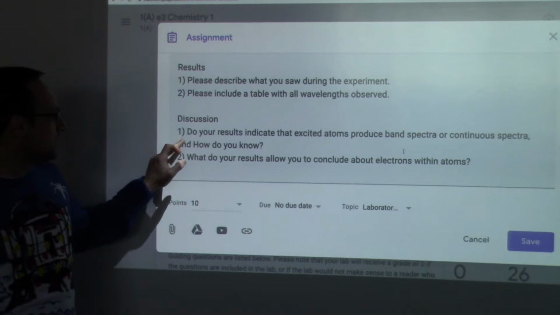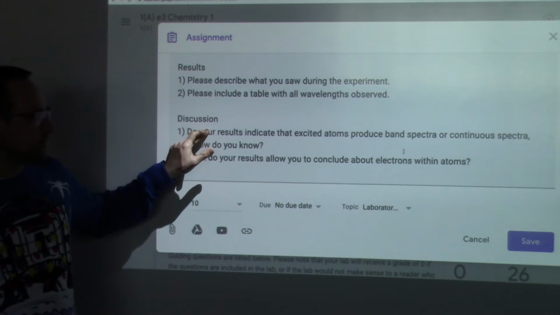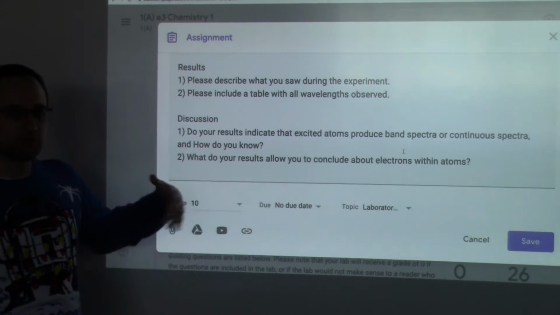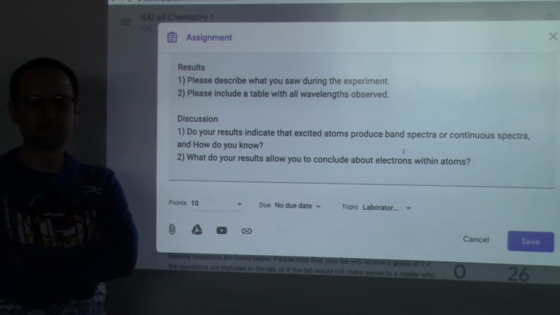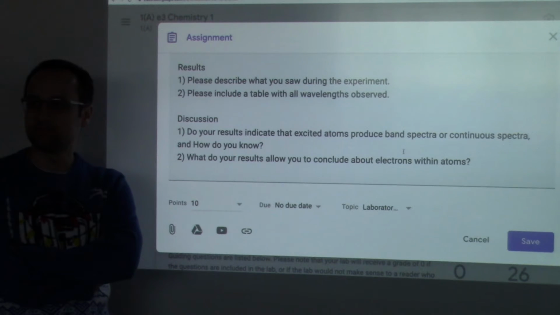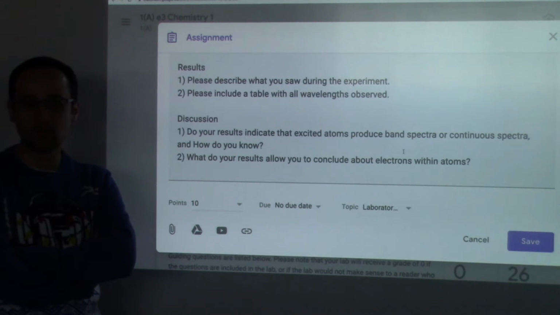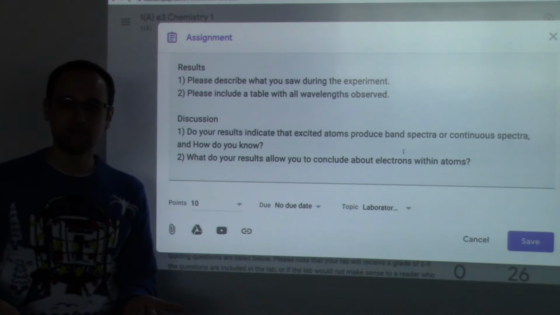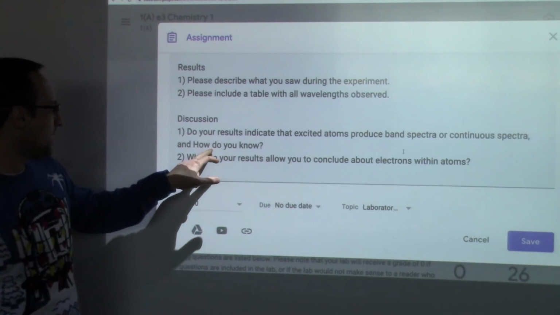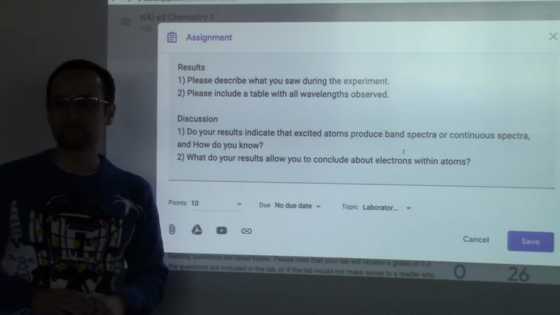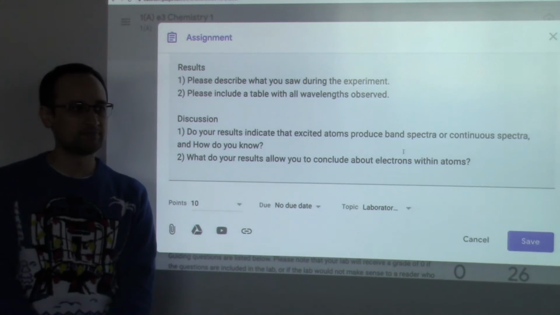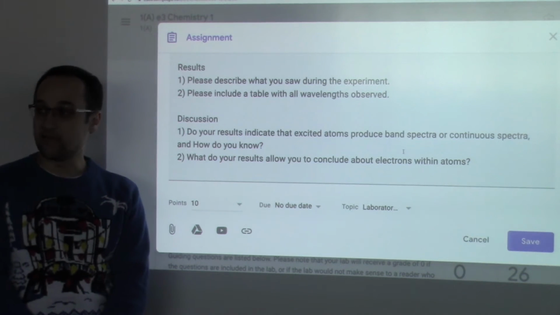Last bit of business. Do your results indicate that excited atoms produce band spectra or continuous spectra, and how do you know? Okay, so which one? Continuous spectra or band spectra from excited atoms? Which one do we have? Ben, do you remember? Band spectrum? Band spectrum. Good. The sunlight produced a continuous spectrum. The atoms produced band spectra, right? And how do we know? Well, we know because we measured with what? What did we use to do our measurement? What was that little pizza slice thing called? An optical diffractometer? Yeah, that's your optical diffractometer.